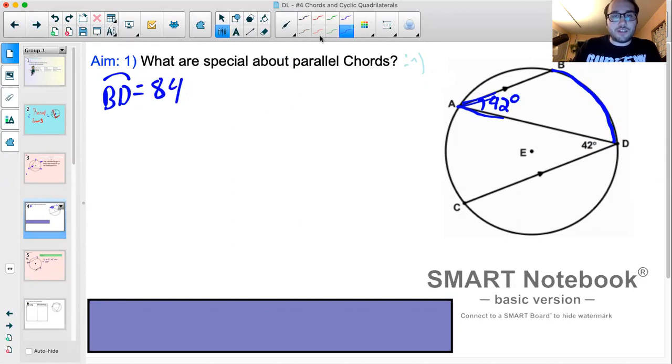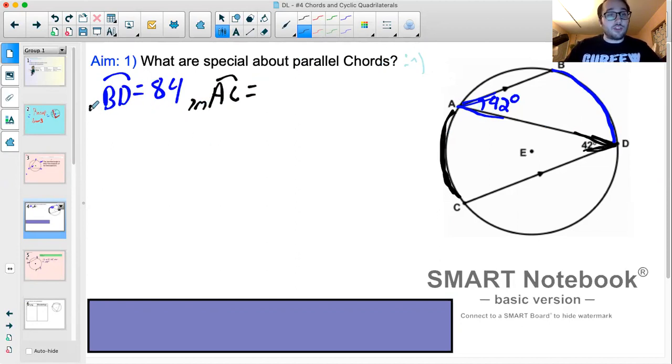But similarly, let's do this color. If I outline this angle in black, what's the measure of its intercepted arc? Angle D is also an inscribed angle, so it must be double the angle. So arc AC, or rather the measure, I should be saying the measure of these things because we're talking about the number, the measure of arc AC would also be 84 degrees. So what does that tell you? Yeah, arc AC and arc BD must be congruent.